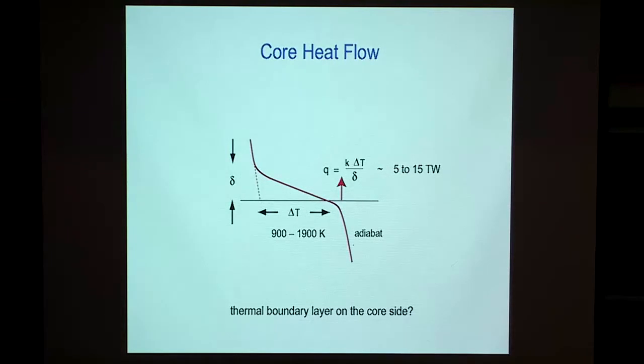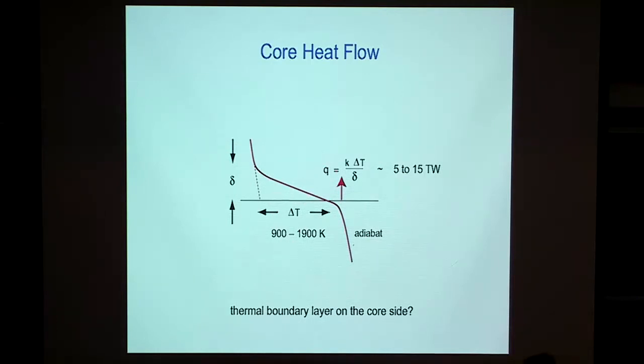You could ask, and the question's asked here, is there a thermal boundary layer on the core side? And the answer is we don't know. Actually, there might be, and there might not be. But if there is a thermal boundary layer on the core side, it's probably not more than a couple of degrees. And so the idea of attributing most of this temperature, or really all of that temperature anomaly, to the mantle side is a pretty good assumption.